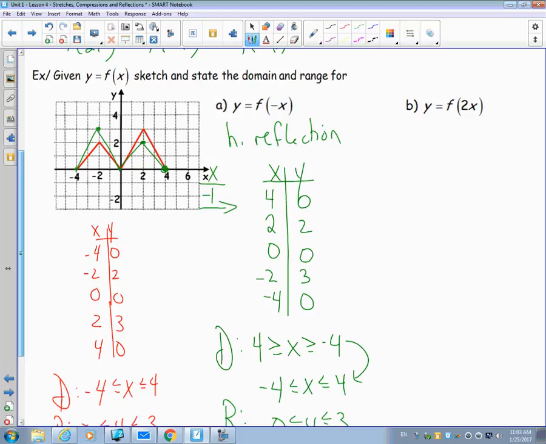Okay, let's try B. In B, what am I doing? It's going to be a horizontal change. It's a 2, which means I'm going to divide by 2. When I divide things, it's going to be a compression.